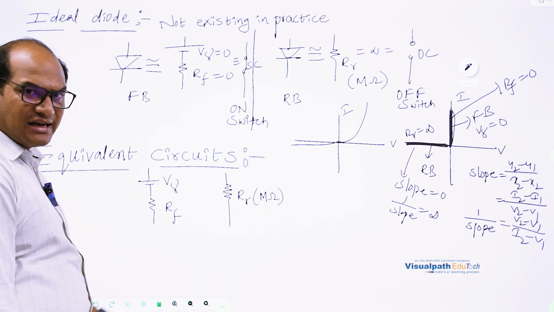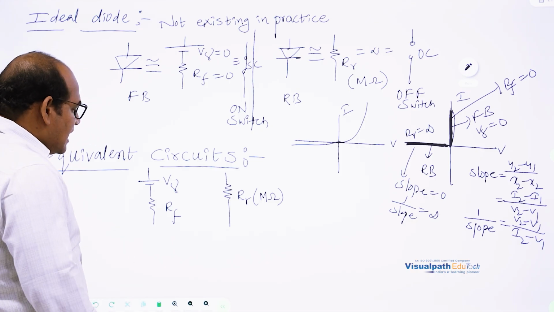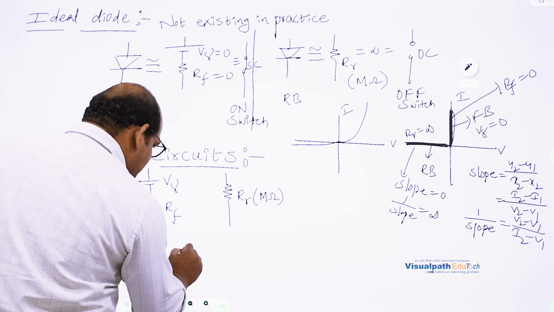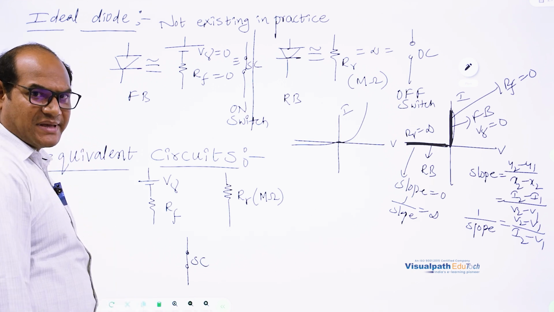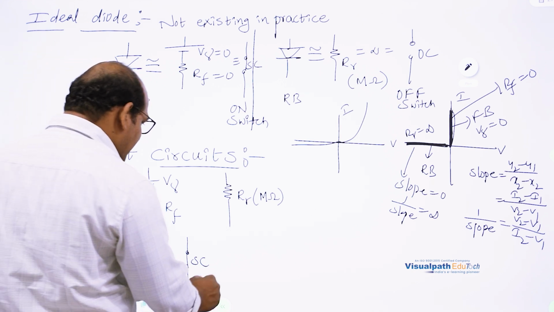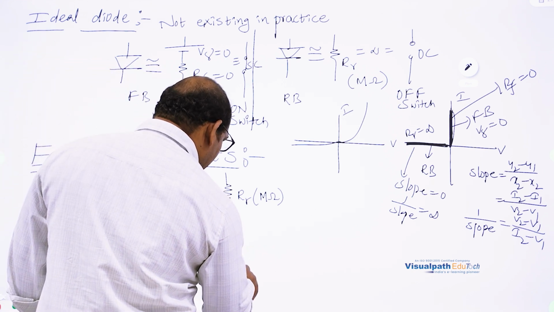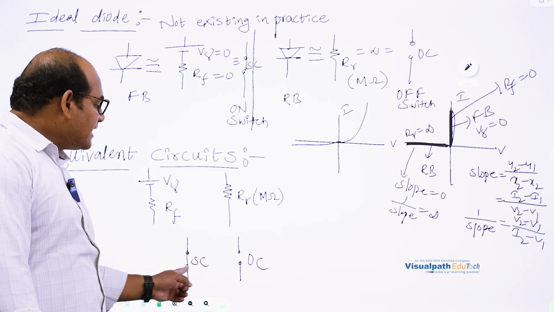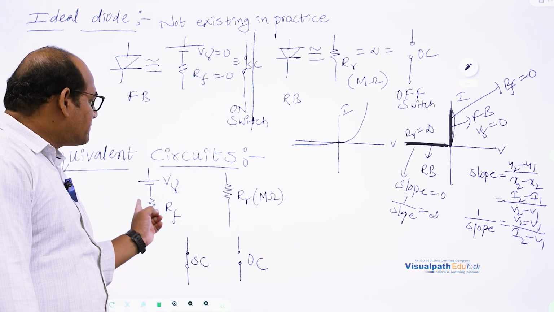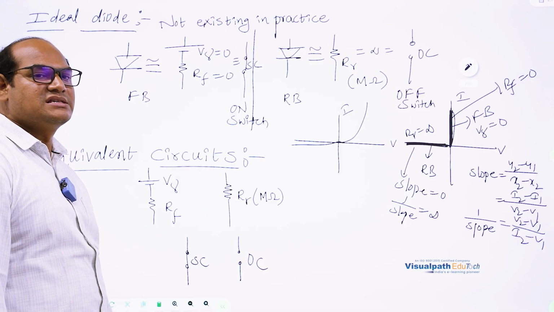That is about the practical diode. And if you take the ideal diode, these two become zero, simply a short circuit. Short circuit is the equivalent circuit of the ideal PN junction diode in forward bias, and when you take reverse bias, the diode can be replaced by an open circuit. So these are the ideal diode equivalent circuits, and these are the practical PN junction diode equivalent circuits.